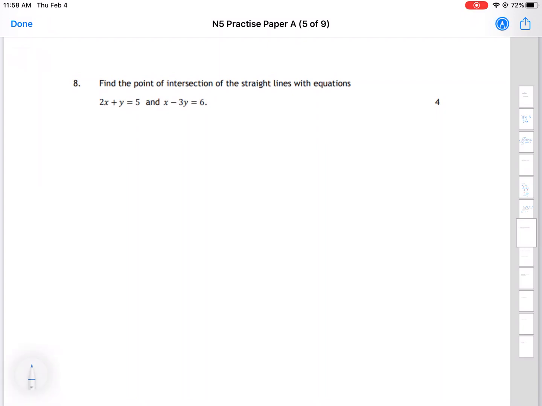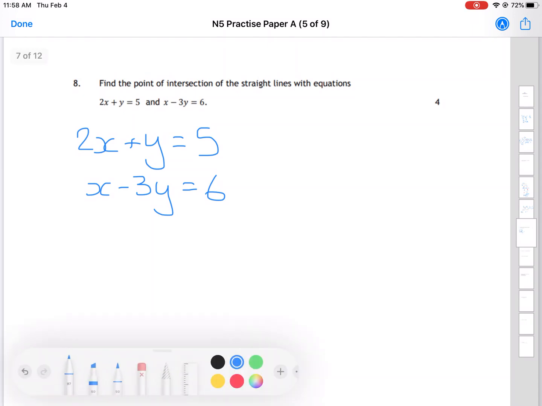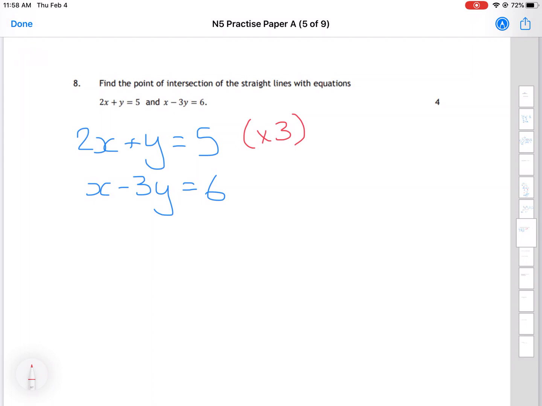Question 8 we can also now do, since we've done Unit 4. We want to lay these equations on top of one another, and we'll be able to find out a value for x and y. So 2x plus y equals 5, and x minus 3y equals 6. Now, I am going to decide to multiply the top equation by 3 because I've got a plus and a minus in the middle there, meaning that I would be able to add these equations together.